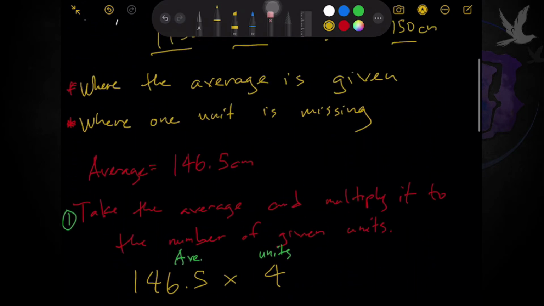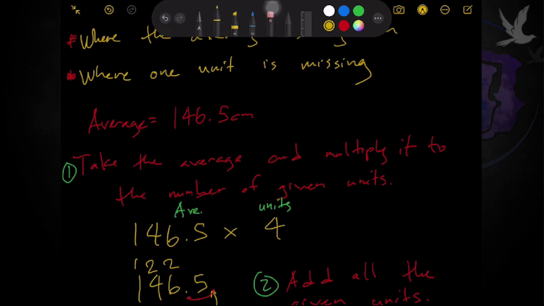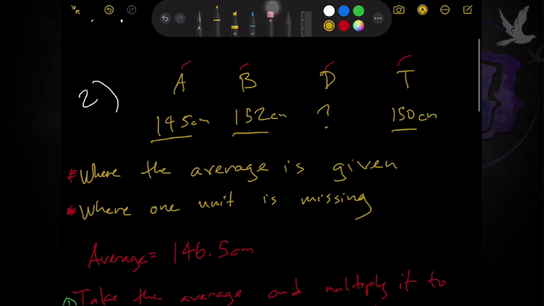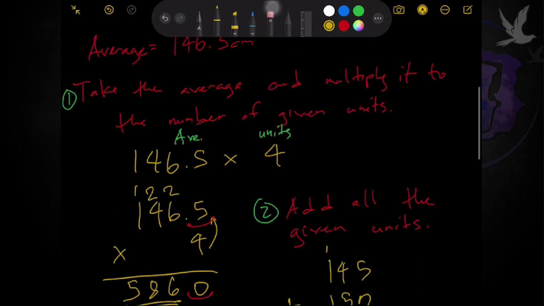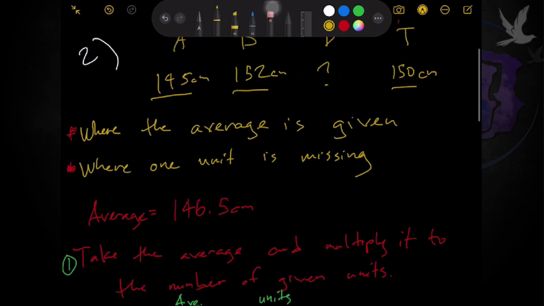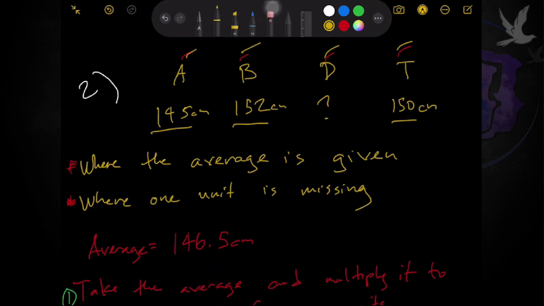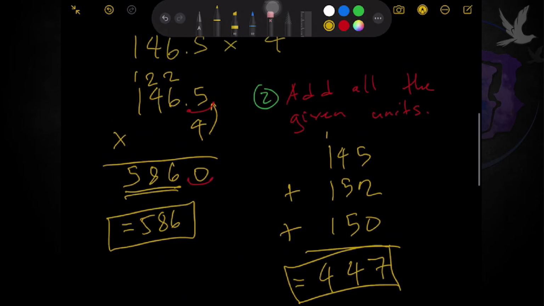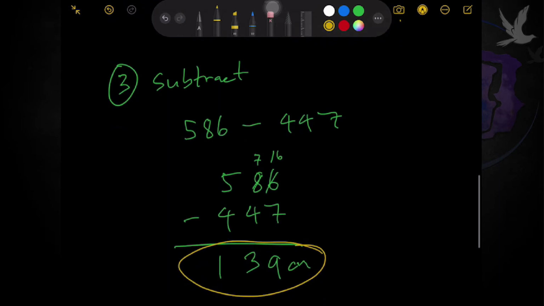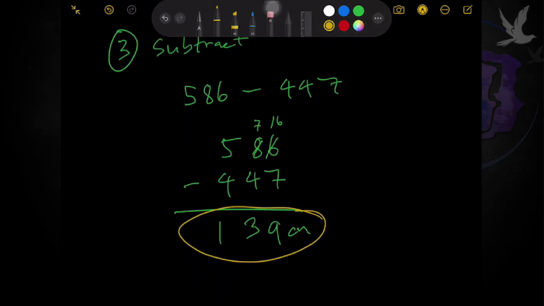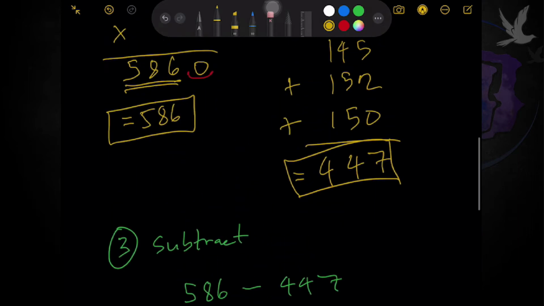centimeters. Again, the first step is to take the average and multiply it to the number of given units. So in this case nga, how do you determine the number of units? Kung ilan yung mga given, included na yung missing value. So we have 4. Next is to add all the given units. So by simply adding those, of course, wag nyo na include yung missing kasi nga missing siya. And then one should have both answers. All you need to do is just to subtract. And there you go. Ganun lang kadali how to find the missing value when the average is already given. So that's for number 2.